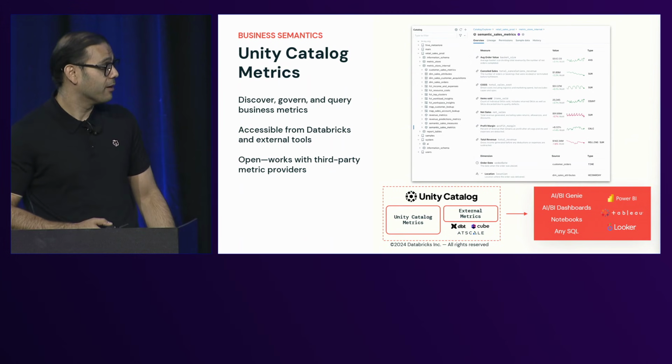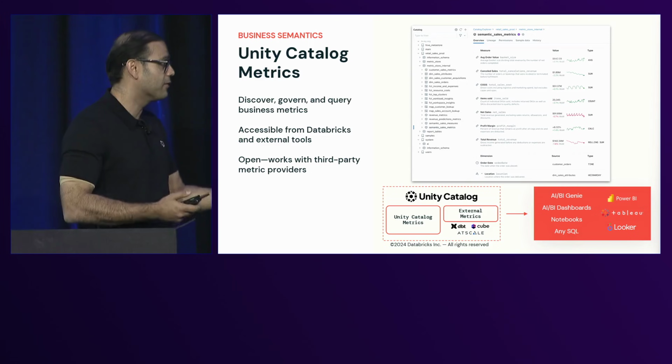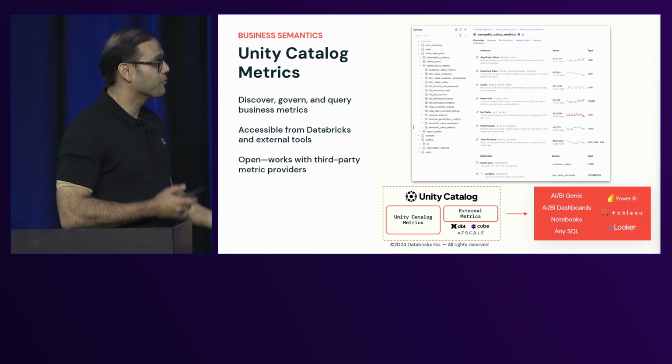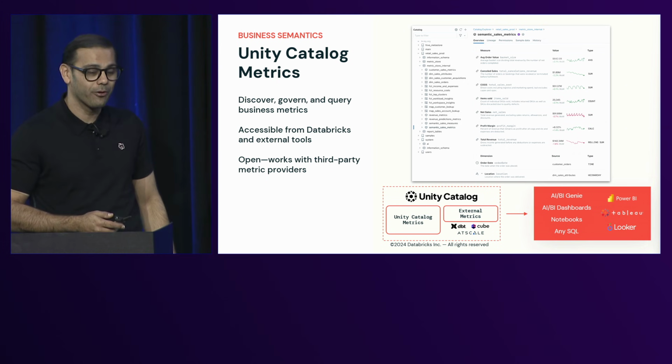One of the features that we talked about earlier this year at Summit is Unity Catalog Metrics. And this is coming out hopefully within the next quarter or two. Don't quote me on that. But it gives us the ability to discover, govern, and query business metrics.